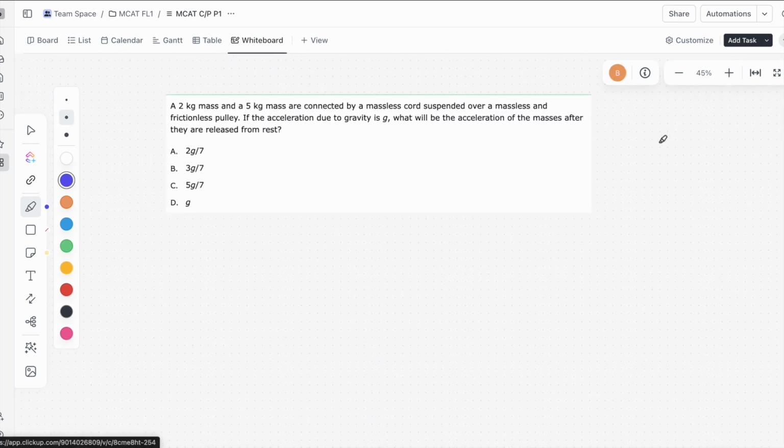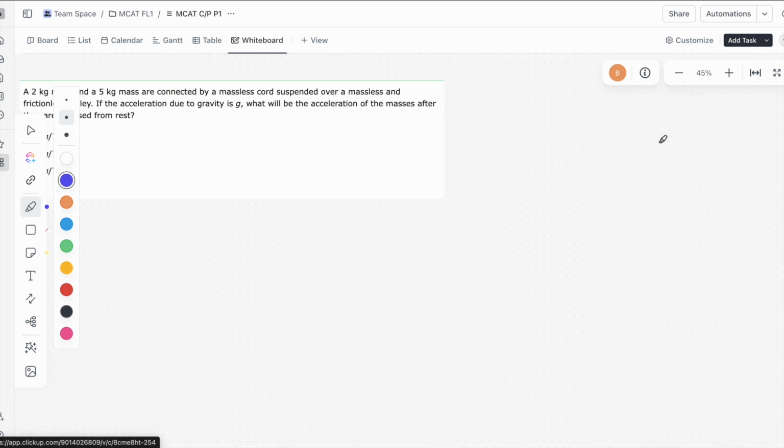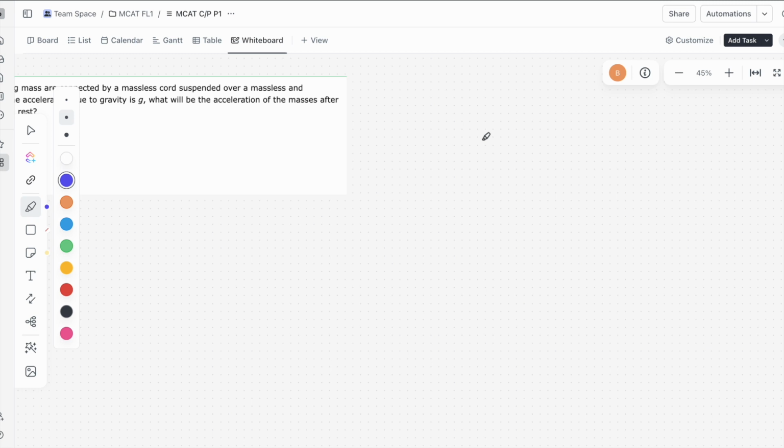All right, so let's take a look at this next question. It says a 2 kilogram mass and a 5 kilogram mass are connected by a massless cord suspended over a massless and frictionless pulley. If the acceleration due to gravity is g, what will be the acceleration of the masses after they are released from rest? So what does that mean? Let's take a look at what this means.